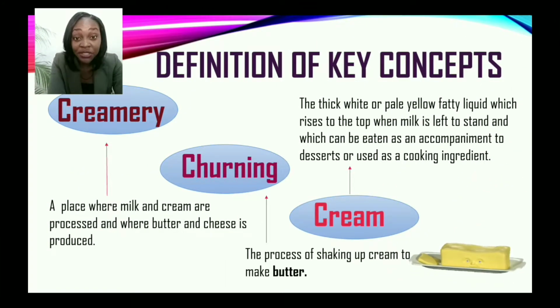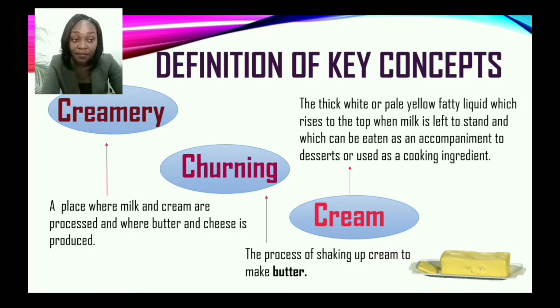Now, in setting the foundation for today's lessons, it is a must that we define a few key concepts, and these concepts are creamery, churning, and also cream. Now, creamery. Creamery refers to a place where milk and cream are processed and where butter and cheese are produced, right? The next concept is churning. And churning is the process of shaking up cream to make butter. Cream. Cream refers to the thick white or pale yellow fatty liquid which rises to the top of milk when it's allowed to stand. It can be eaten as an accompaniment for desserts or used as a cooking ingredient.